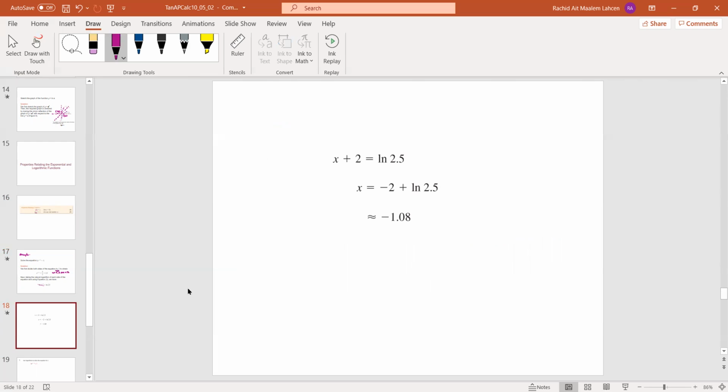And so remember, this is what we call the exact solution. So if you're asked for the exact solution, this is it. If you're asked for some type of approximation, then you use a calculator and you round to whatever you need to round to.